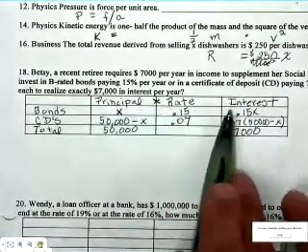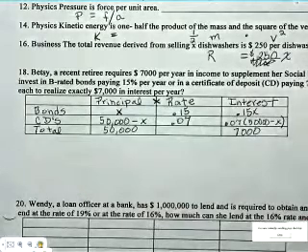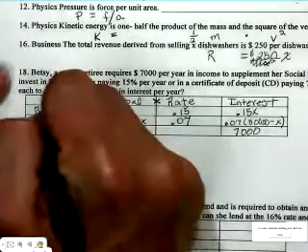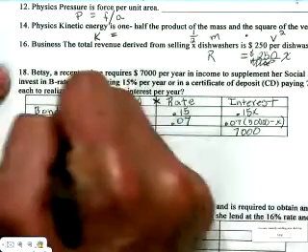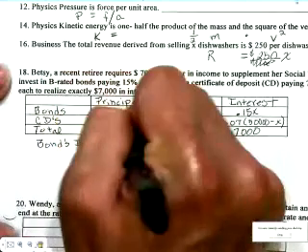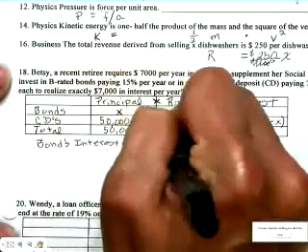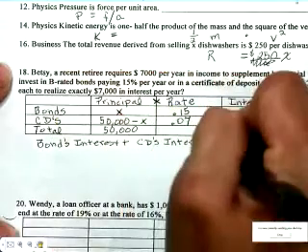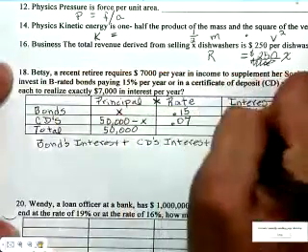And I'm thinking those words. I'm not thinking 0.15x plus 0.07 blah, blah, blah. I'm thinking the words to see if my sentence makes sense. I'm going to write that down. The bonds interest plus the CDs interest is the total interest.